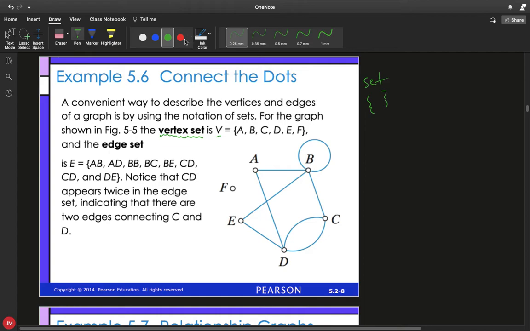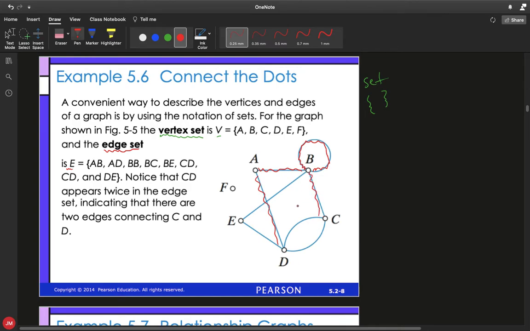Now, similar to a vertex set, but a little bit different, is what's called the edge set. So instead of it being called V for vertex, we call it E for edge. And what we do there is we just list off all of the different edges for our graph. So we listed off AB, so that would be this edge right here. AD would be this edge right here. BB, so when it has the same letter, that indicates a loop, so that would be this one right here.